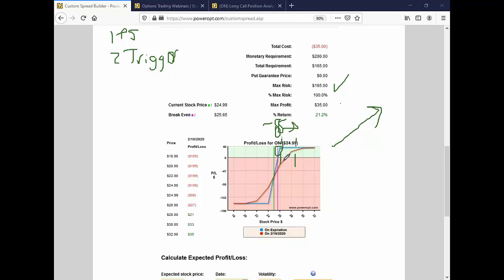So, same criteria I'd look for to buy a stock and hold is the same criteria I'm going to look for to enter a bull put credit spread. So it might be something like an SMA, an EMA, the stock being above an SMA or EMA, MACD, Bollinger Bands.